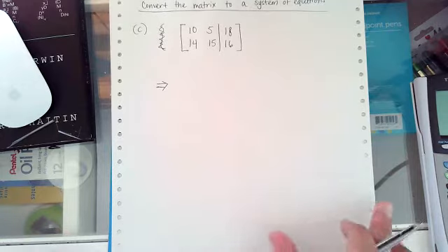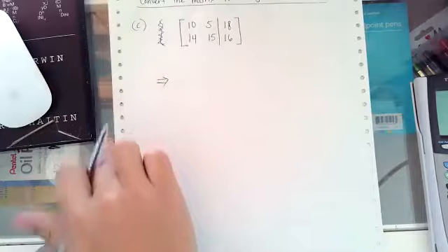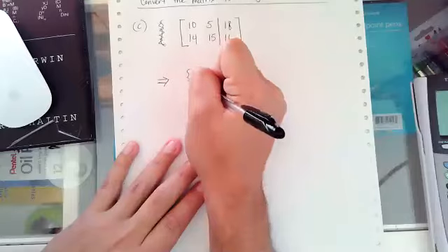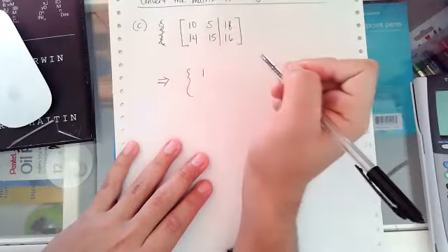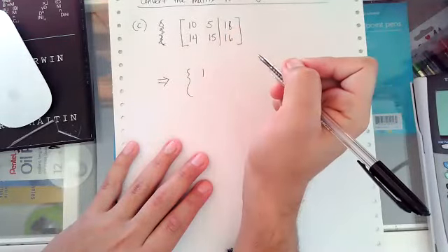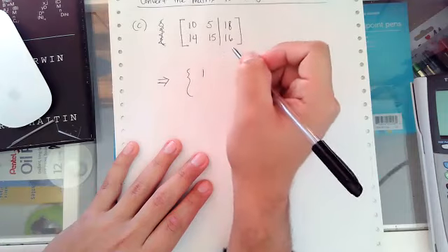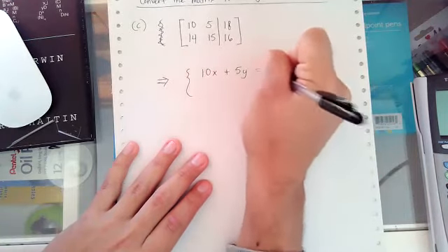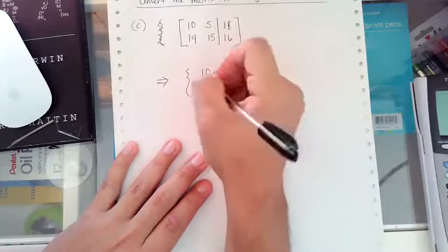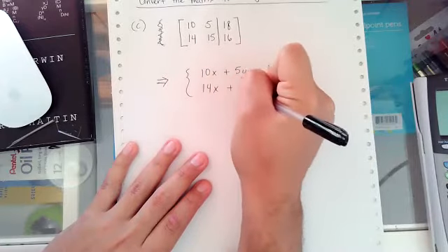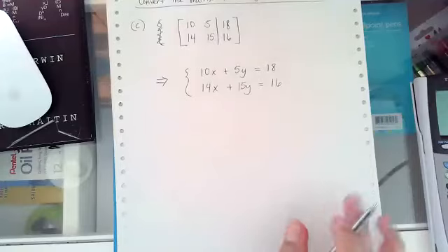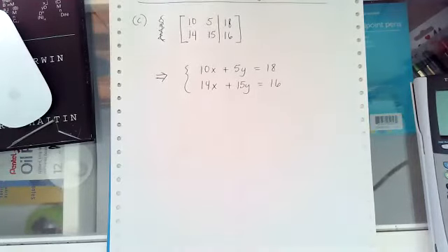Does anybody want to give the system of equations? Is it 10? Oh, oops. You can go ahead. No, you go ahead. It's fine. Thank you. 10x plus 5y equals 18. And then 14x plus 15y equals 16. Yeah, perfect. Does this seem scary at all?